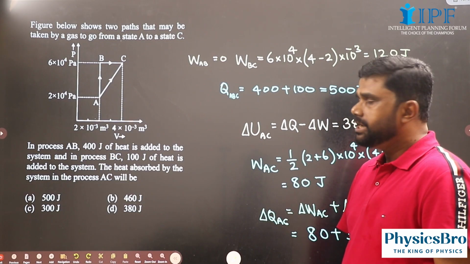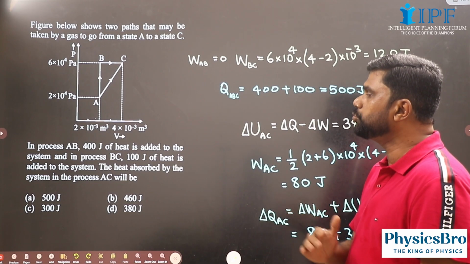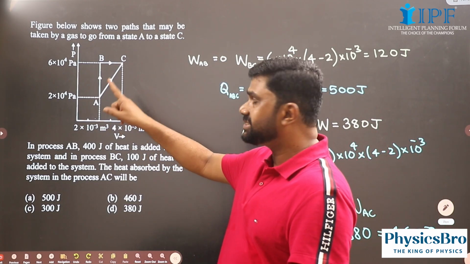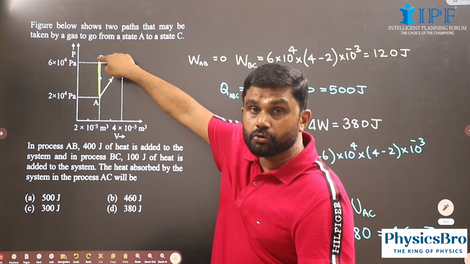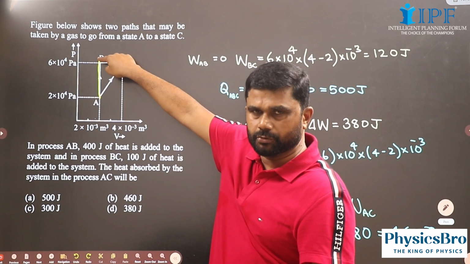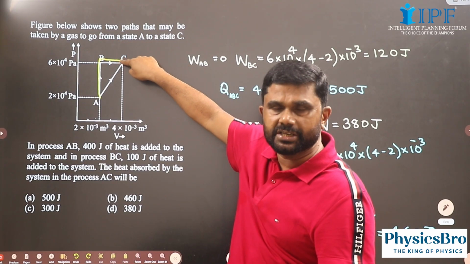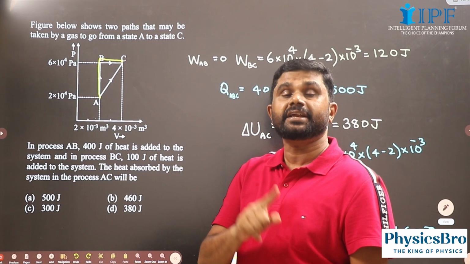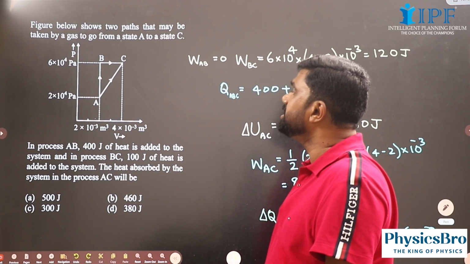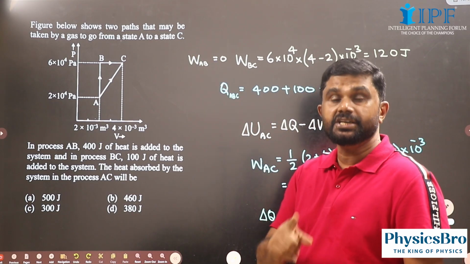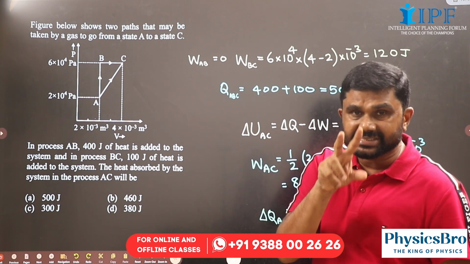Now see, the figure below shows two paths that may be taken by a gas to go from state A to state C. In the process AB, 400 joule of heat is added to the system, and in process BC, 100 joule of heat is added to the system. When the system is taken from state A to state B, the process is isochoric, or at constant volume, so the work done will be 0. But it absorbs a heat of 400 joule. When the system is taken from B to C, the process is isobaric and it absorbs 100 joule of heat. So the total heat absorbed when the system is taken from state A to state C is 500 joule.